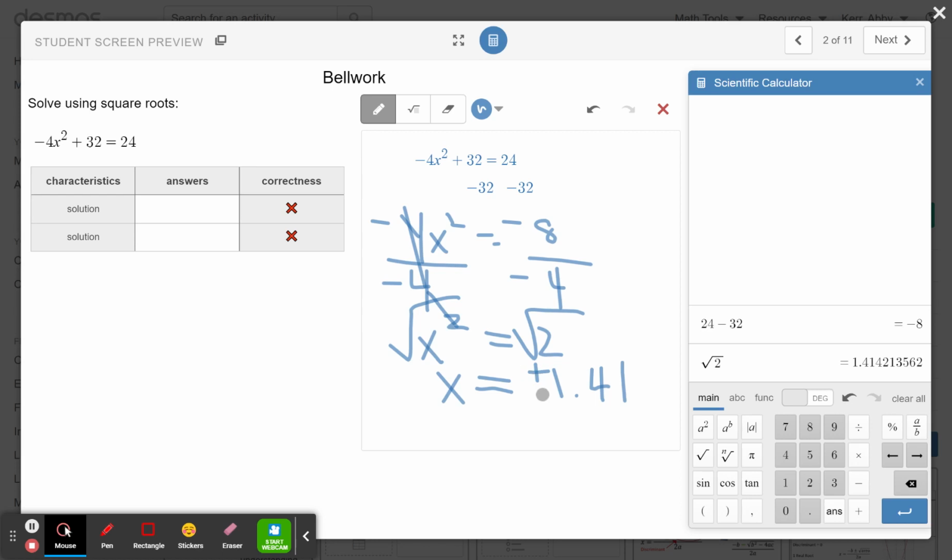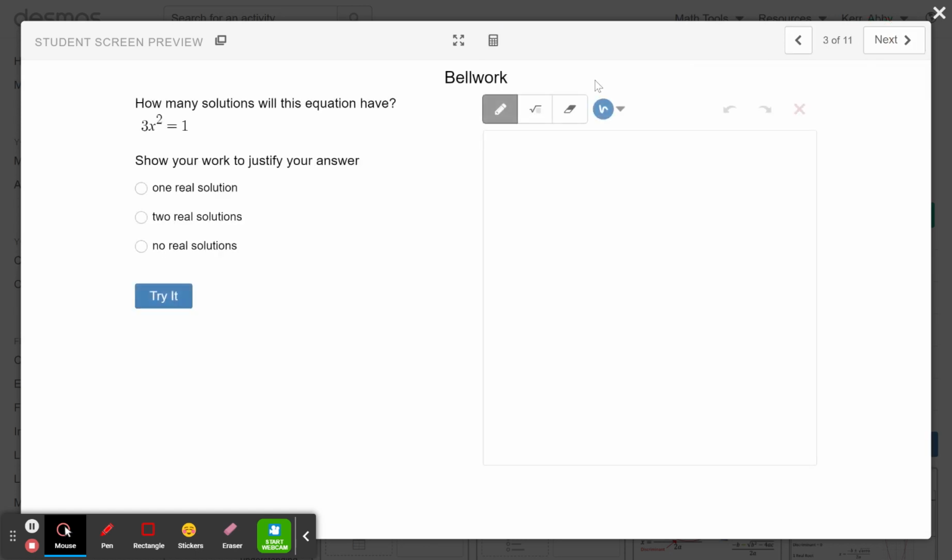Now the calculator will give the positive version. You need to know that it's also the negative version too. Make sure you type it right. You're good to go. For this one, it says how many solutions will we have?